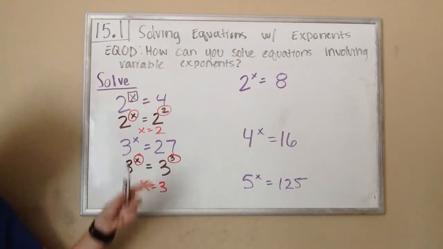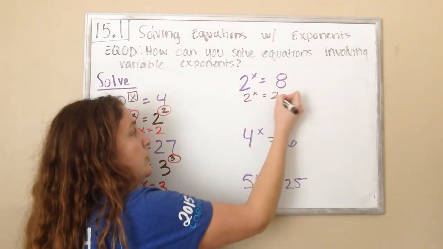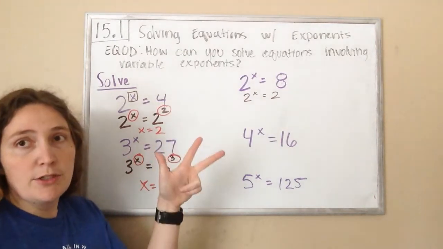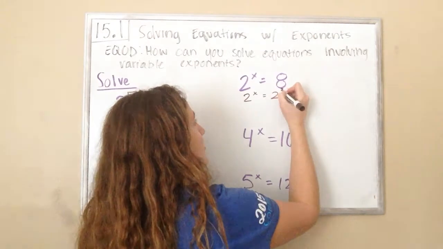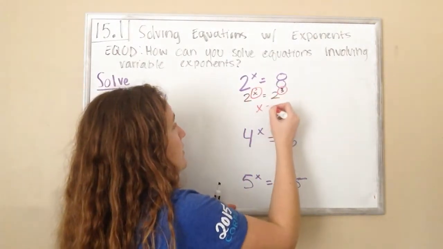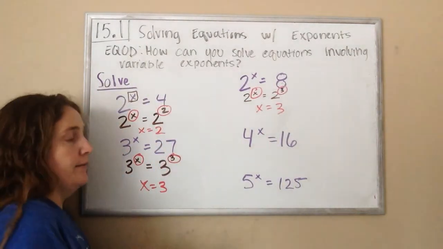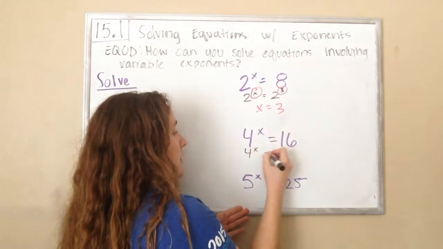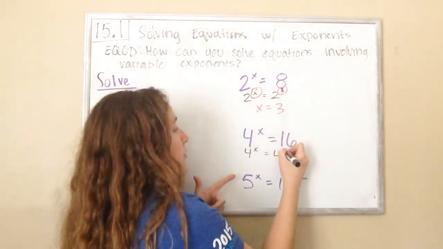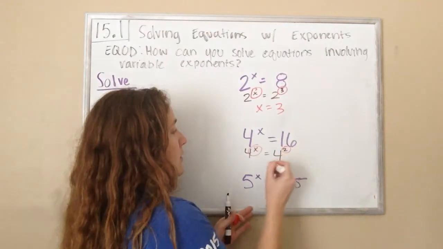Okay? For this next one, 2 to the x equals 8. 2 to the x equals 2, and now let's see, 2 raised to what power? 2 times 2 is 4, times 2 is 8. So 2 to the 3rd power, which means that x equals 3. Okay? 4 to the x equals 16. So 4 to the x equals 4 to the, so 4 times 4 is 16, so 4 squared. So there we have x equals 2.